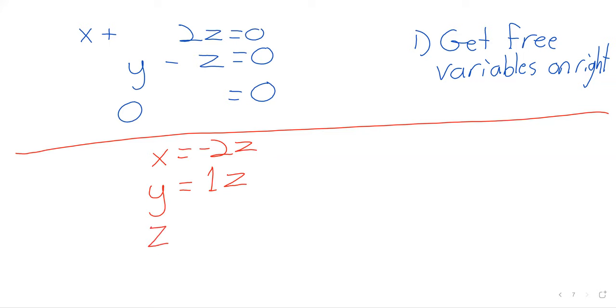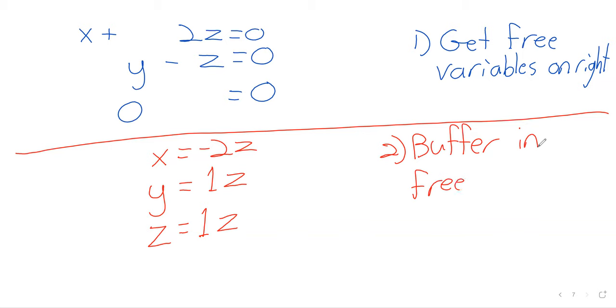well, there's one thing we can write that's definitely true, and we'll maintain this pattern of having the free variable on the right. And that is that z certainly equals itself. z equals z. Again, this isn't standard terminology, but I always use the word buffer.